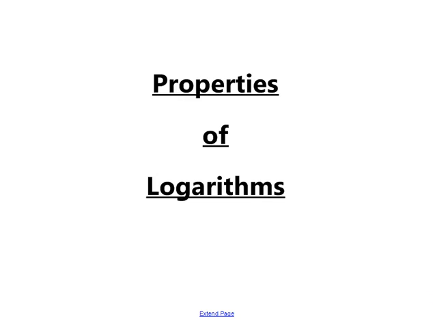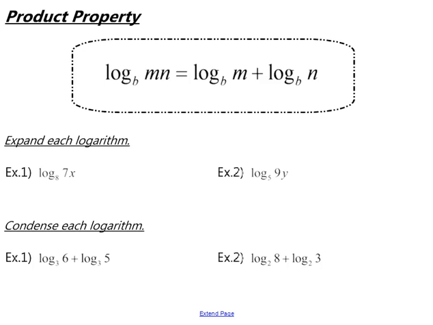Properties of logarithms. The first property we're going to look at is the product property. When you have log base b of m times n, that's equivalent to log base b of m plus log base b of n. So we're going to take whatever's multiplied and separate them and give them their own log base b. So let's go ahead and work an example where we expand the logarithm.